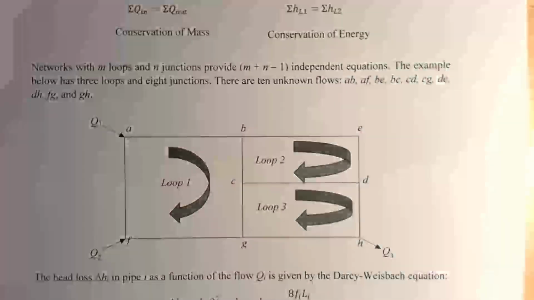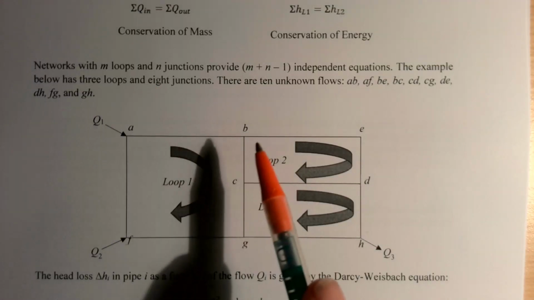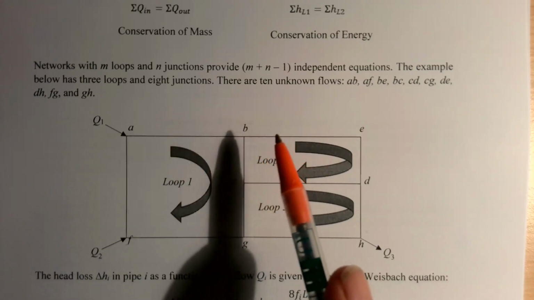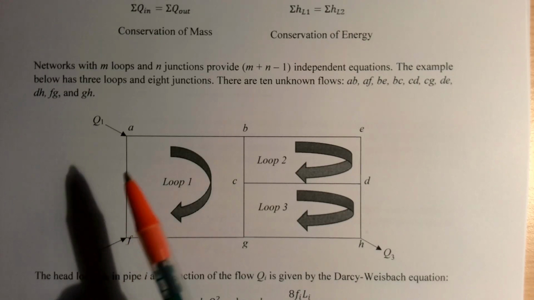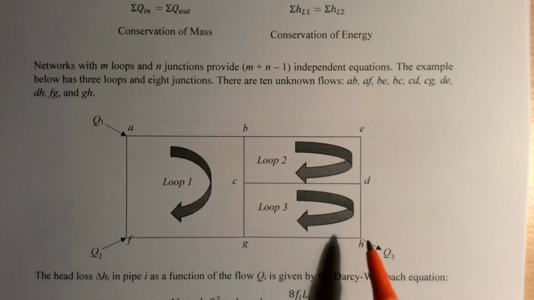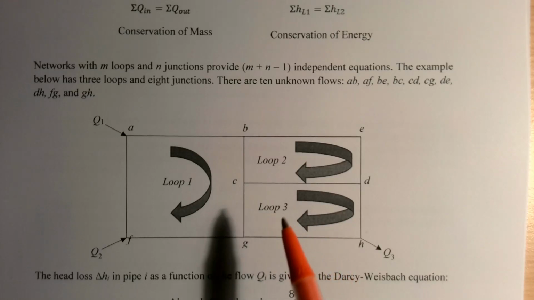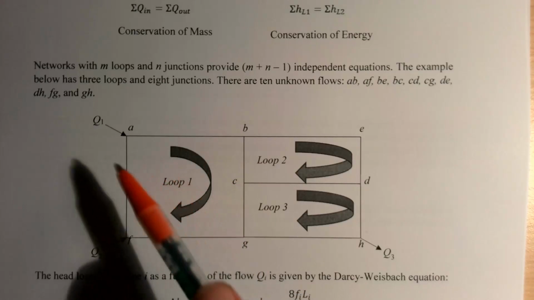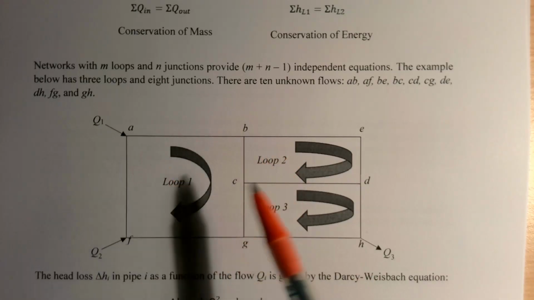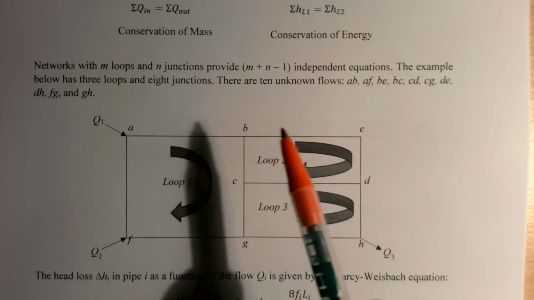Okay, so here's an example of a network where we have a lot of different junctions and a lot of different loops. So we've got flow coming in at two places and then going out at a different one. And so at every junction we can write a mass balance, and then for every loop we can write an energy balance. And this will generate a system of equations that we can solve to get the flows.